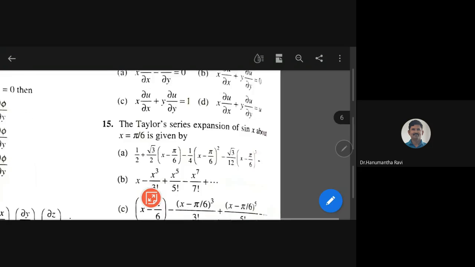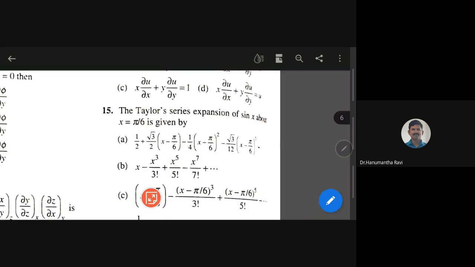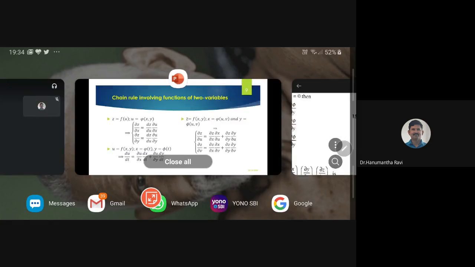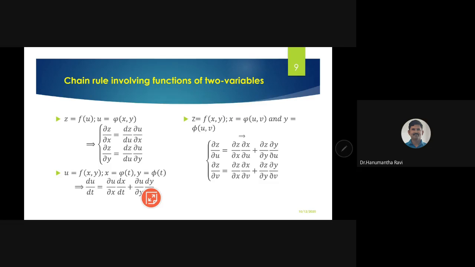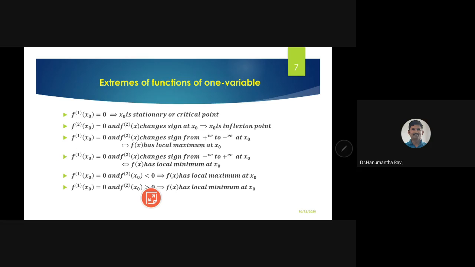So similarly, you can look at the Taylor series expansion of sin x about x is equal to pi by x that he is asking for. Taylor series expansion for, so here in the slides, again if you look at the slides, if you look at Taylor series, that is a one variable case.